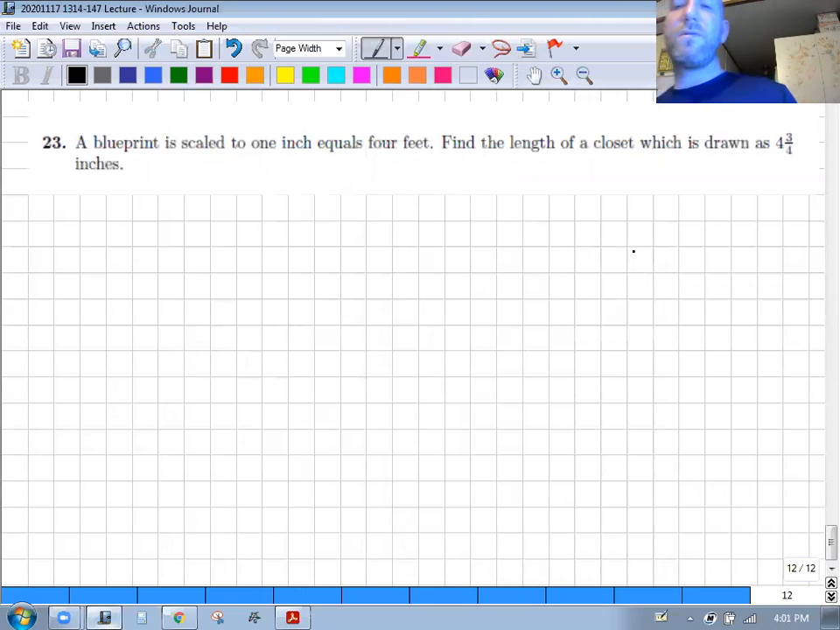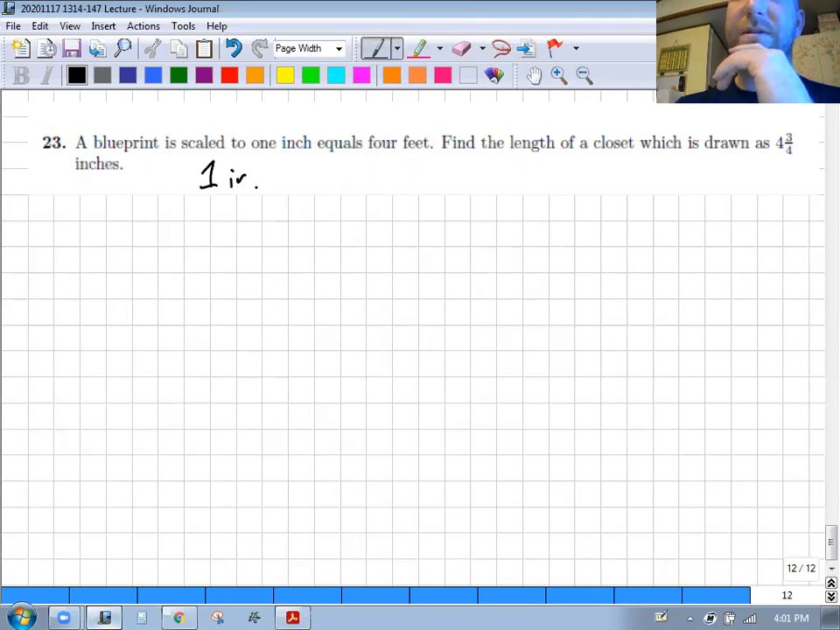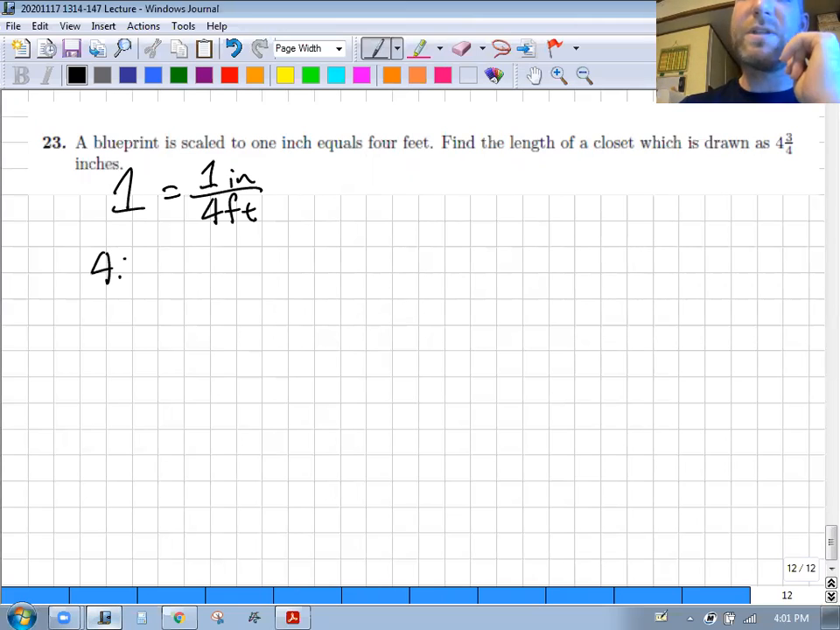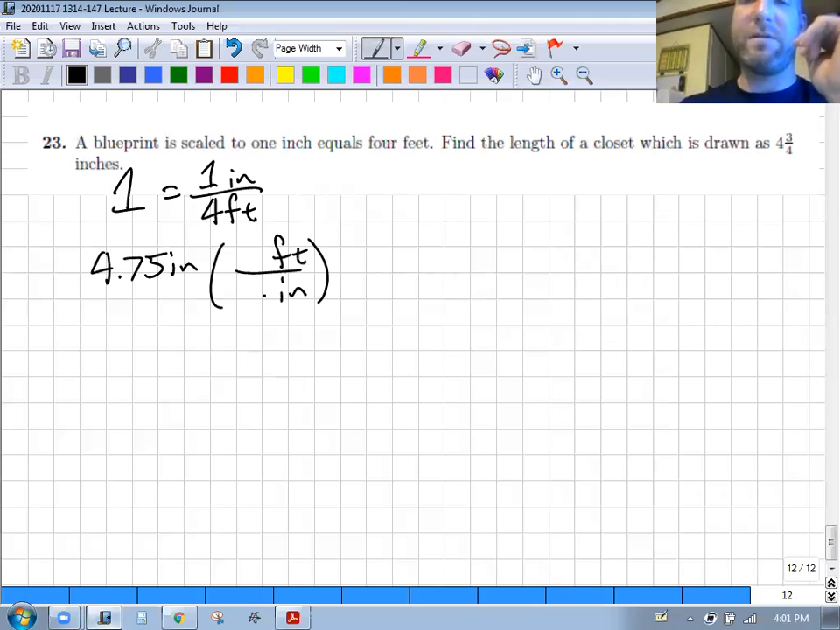A blueprint is scaled to 1 inch equals 4 feet. All right, so we have lengths converted to lengths. So 1 inch is the same thing as 4 feet. That's our unit of conversion, right? Find the length of a closet, which is drawn as 4 3/4 inches. We need to convert that to feet in the real world. Get rid of inches, end up with feet. 1 inch is 4 feet, so inches goes away, and we have 4 times 4.75, 19 feet.